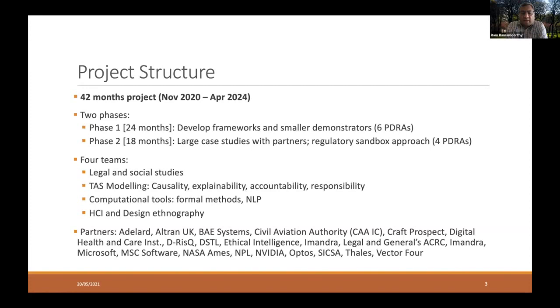And we have a partner who's doing design ethnography to find out what do people actually do with these systems, not what the designer thinks they do. And I have listed a number of our external partners who will play a crucial role, especially in phase 2 of our project.